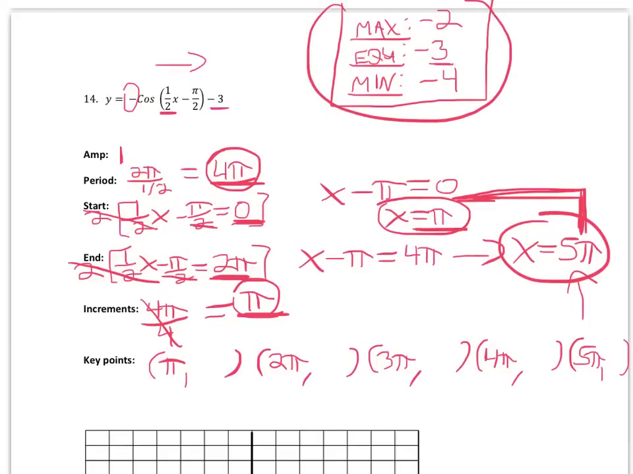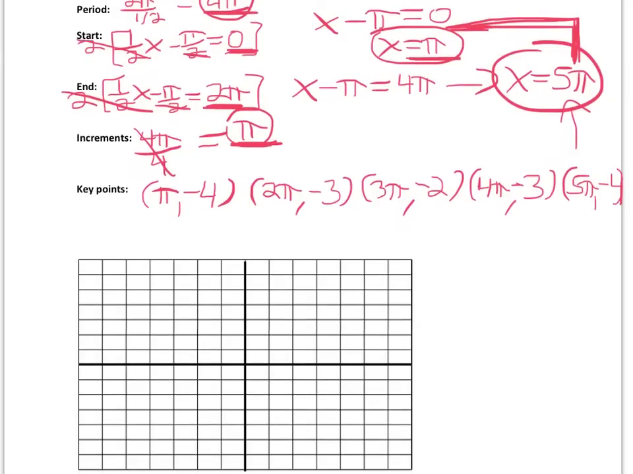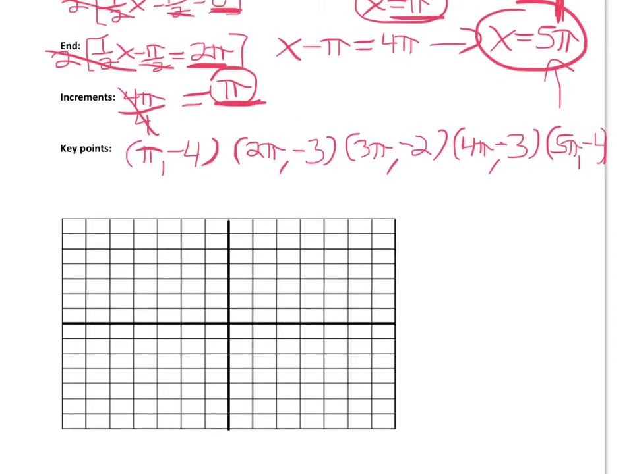Okay, cosine, I ask myself, where does it start? Well, it normally starts at the max, but since you have this minimum, everything's going to flip. So I'm going to start here at the minimum. So it's going to start at -4. It's going to go up to the equilibrium of -3, go up to the max of -2, then come back down to the equilibrium of -3, then end at where we started, which was the minimum, which is -4. So this should look like an upside down U. So let's take this and let's graph it. Graphing it is the easiest part. Getting the key points, the hardest part.